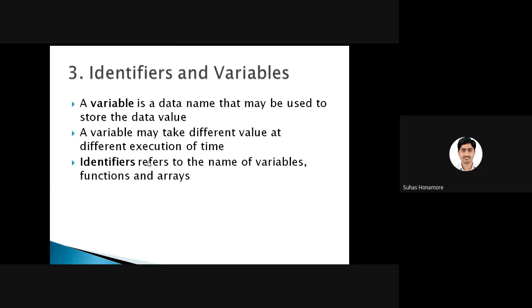Now we'll go ahead with the third one, identifiers and variables. Actually, identifiers and variables are different, but you will not feel much difference as of now. When we study functions or arrays, that is when you will feel the actual difference. Those come in the third and fourth modules, so that time we'll differentiate these things. As of now, we can consider variables and identifiers to be the same thing.